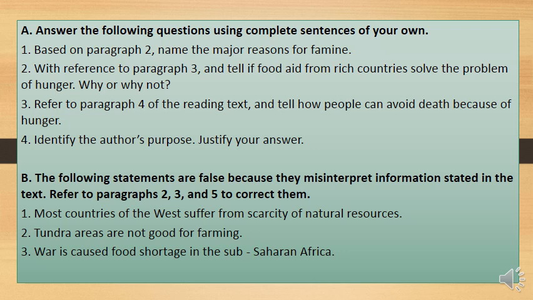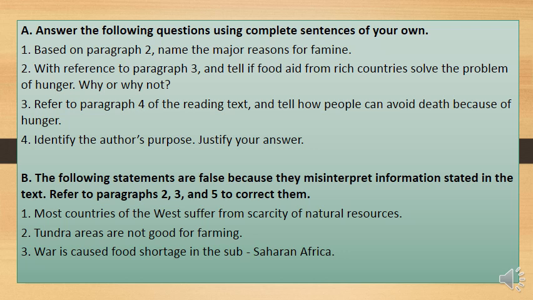If we refer to paragraph 3, we can see that the food aid from rich countries doesn't solve the problem, because as we said, the food aid or the food is controlled by these wealthy countries. That's why these countries are not distributing the food efficiently, as we said. So the food aid doesn't solve the problem because it is not distributed efficiently. If we move to the third question, refer to paragraph 4 of the reading text and tell how people can avoid death because of hunger.